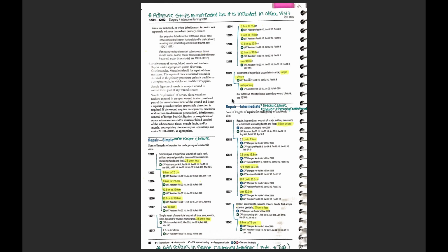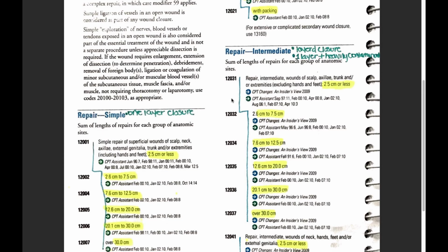At the intermediate section, we're going to look for the body area that was repaired. 12031 is for the scalp, axilla, trunk, and extremities. Your extremities are your arms and your legs. Now that we've got our body area, we're going to look for the total centimeters. This question tried to trick you. They gave you the total centimeters for the lesion, and they also gave you the total centimeters of the area repaired. We are going to code off of the total centimeters of the area repaired. It was less than 2.5 centimeters. So our code is 12031.